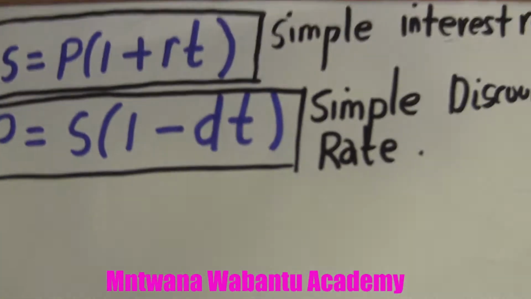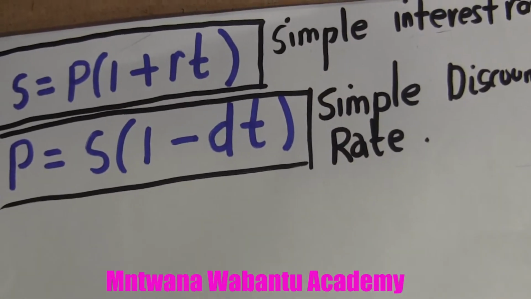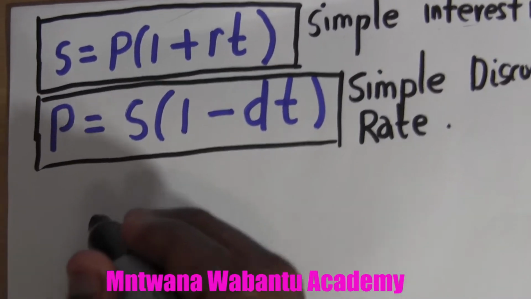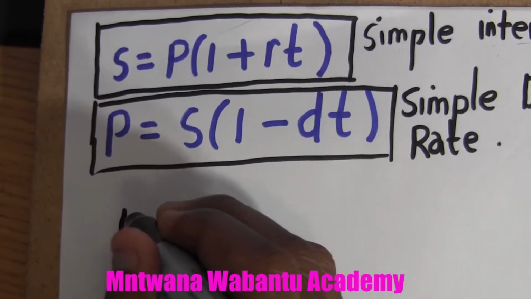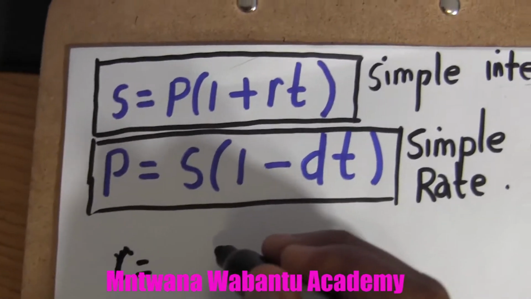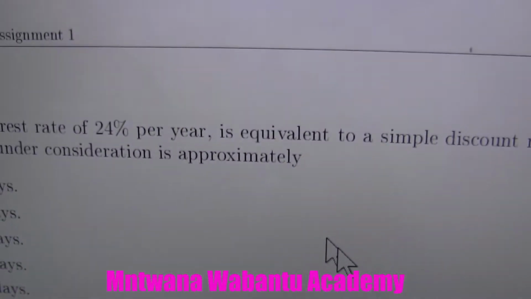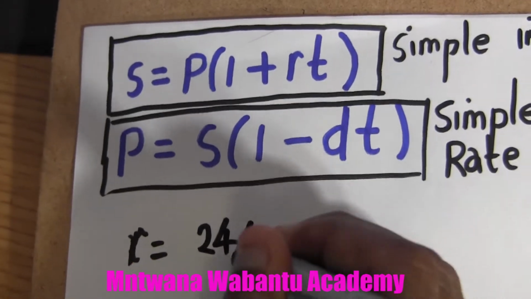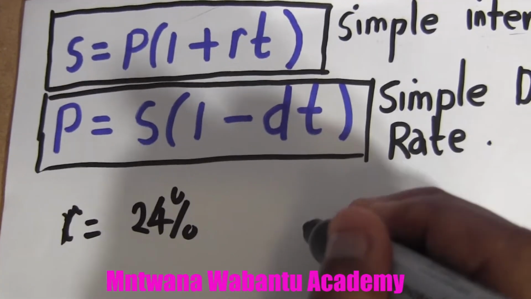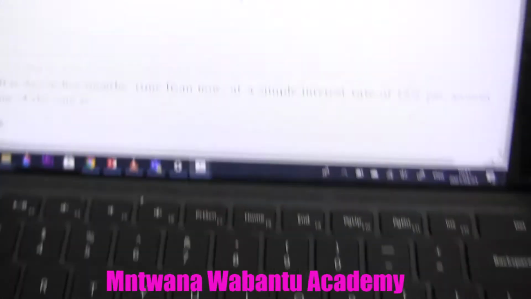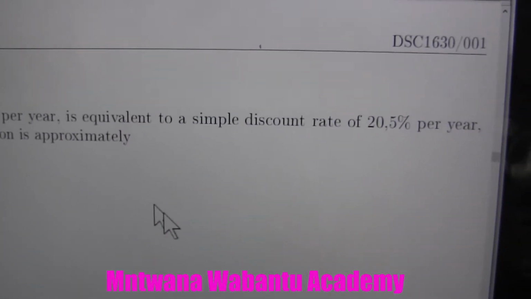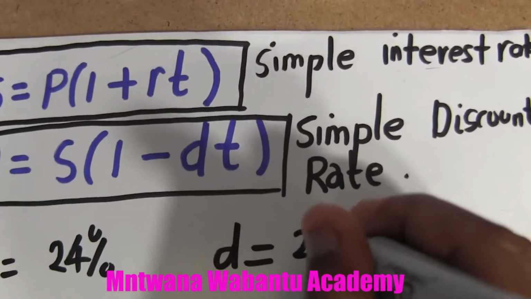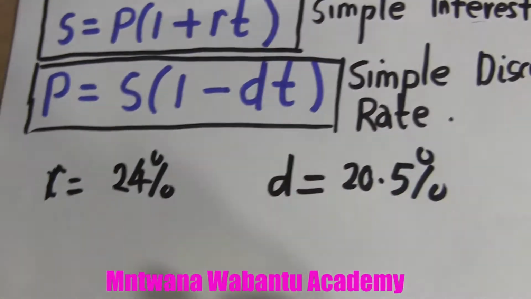So I have very important information here. We're going to use them. So we have the simple interest rate, r, equal to 24%, and the simple discount rate, which is represented by d, equal to 20.5%.